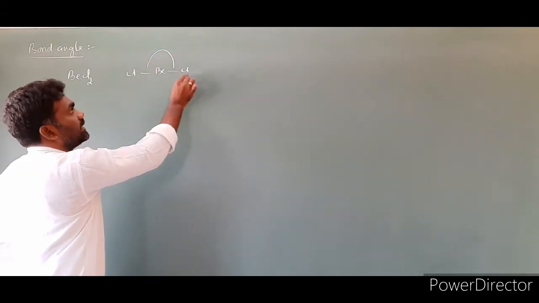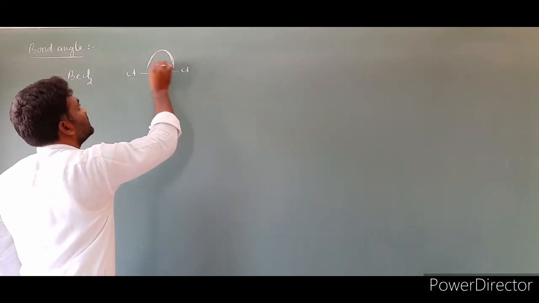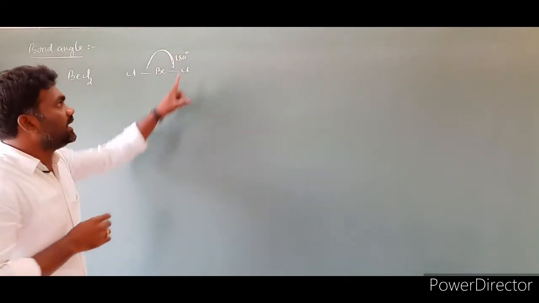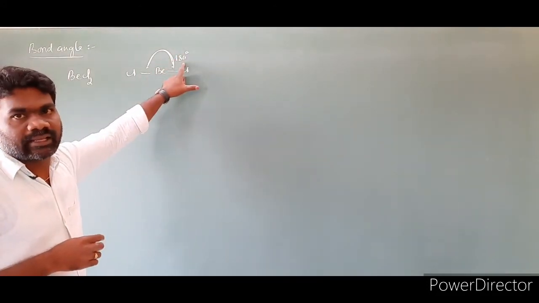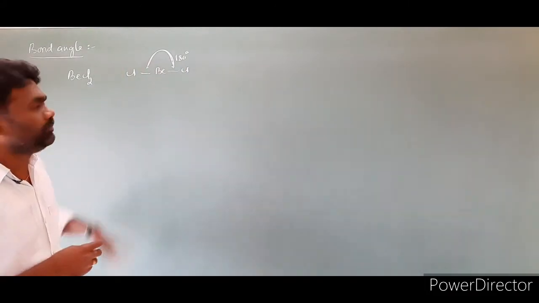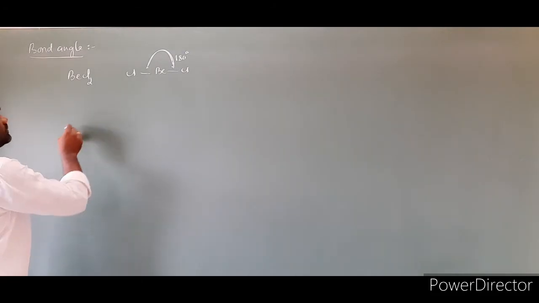So what is the angle? This is 180 degrees. This angle is called the bond angle, the angle between the two bonding pair electrons in a molecule. Let us take one more example. I am taking BF3.